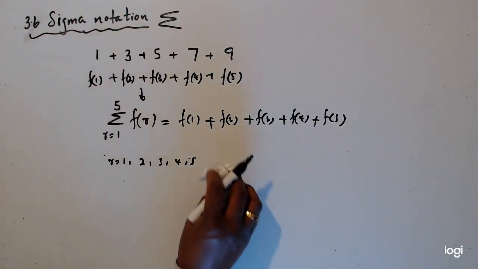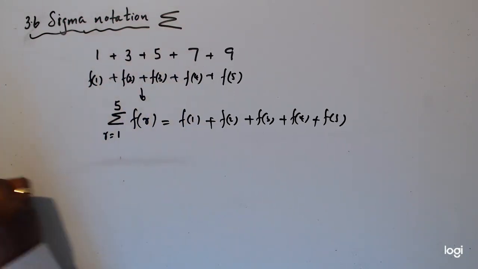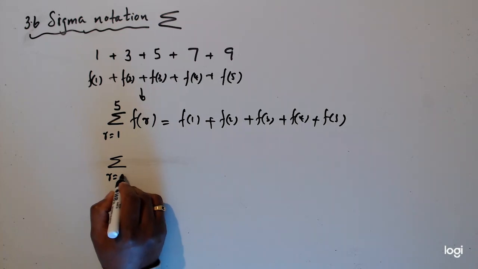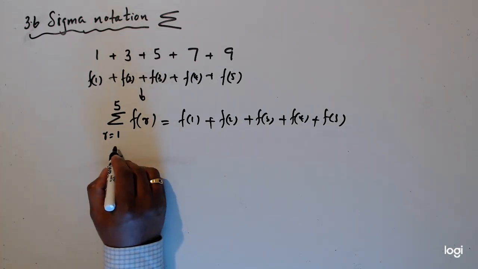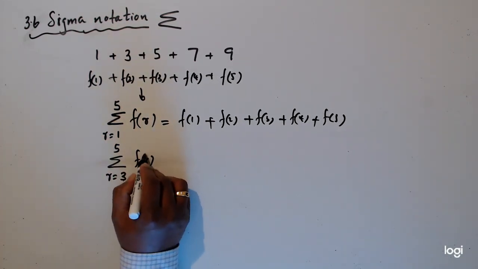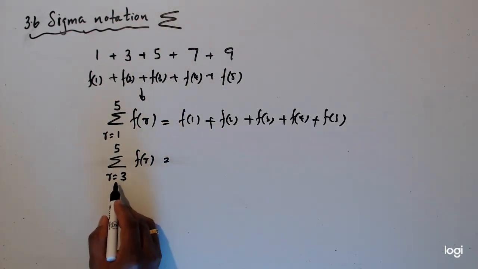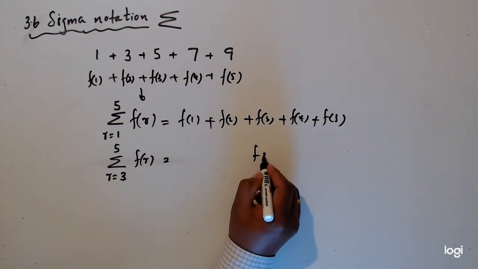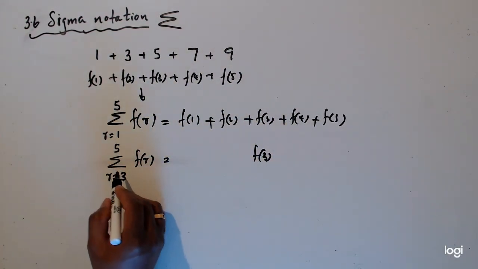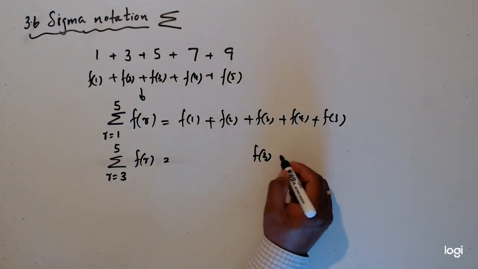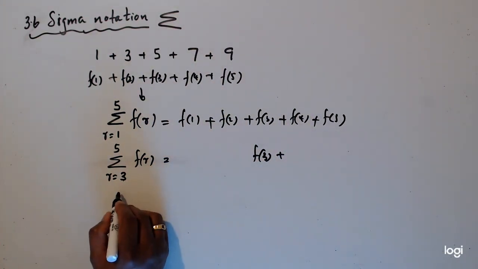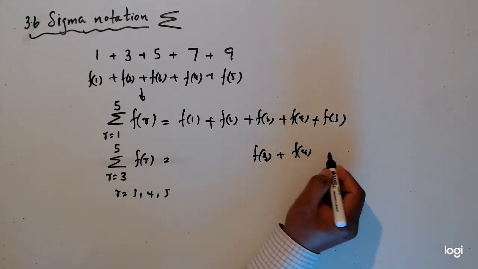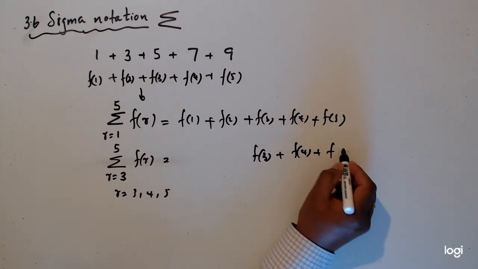Let's discuss another one. Summation R equal 3 to 5 FR. Then when R equal 3, so this is going to be F3. So this is R equal 4. So R value 3, 4, 5. Then F4 and F5.